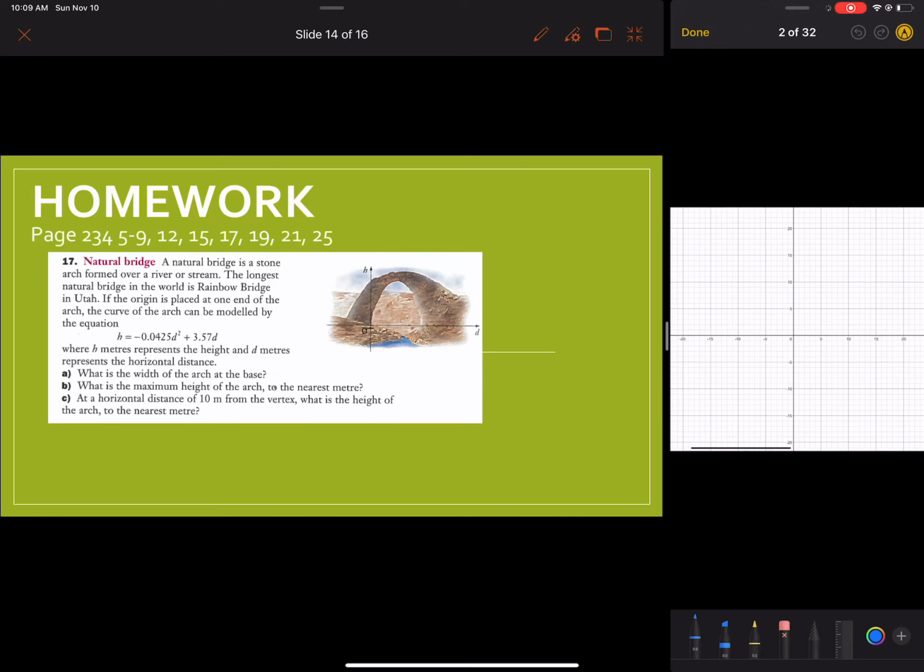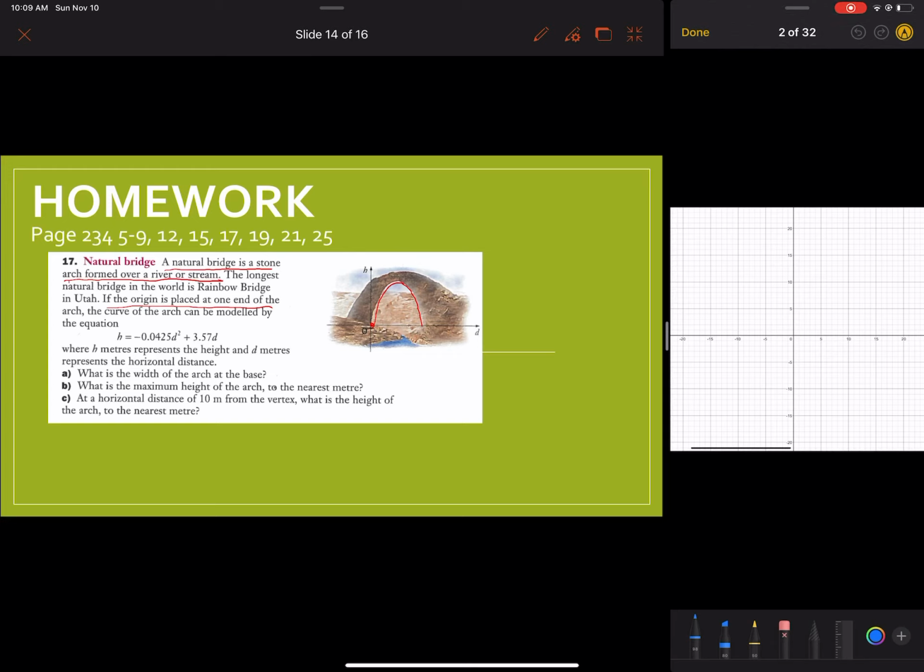Okay, let's read question 17. It talks about a natural bridge, which is a stone arc formed over a river or stream. It talks about the longest natural bridge. If the origin is placed at one end of the arc, this is the arc. And as you can see, it models a parabola.